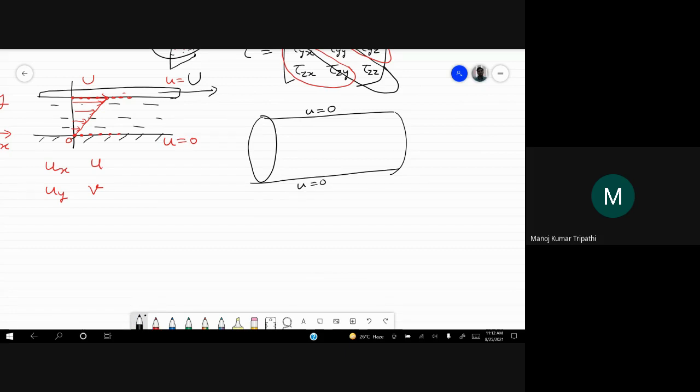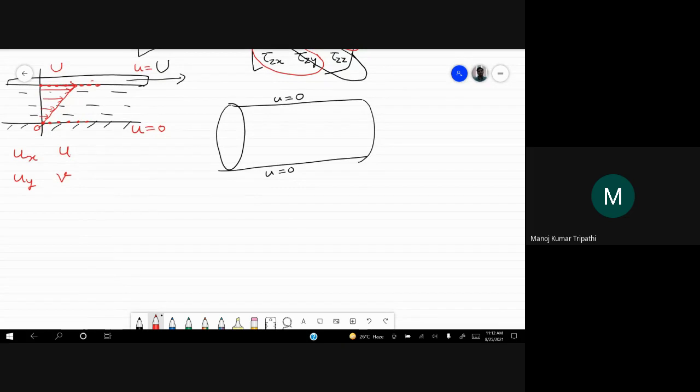Everywhere it is 0 throughout the circumference, and at the center it should be maximum because there is the least effect of walls there. So it looks like a paraboloid at any cross section that you take. It is maximum at the center and minimum on the walls, that is 0.